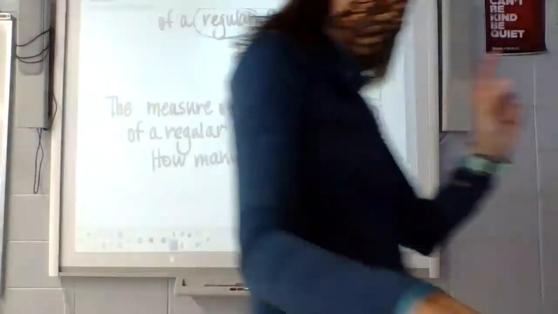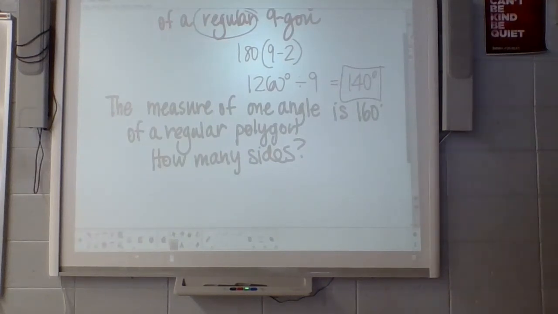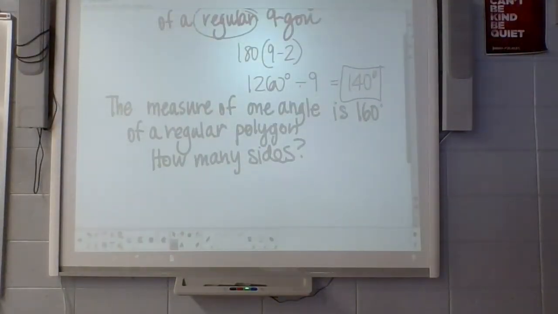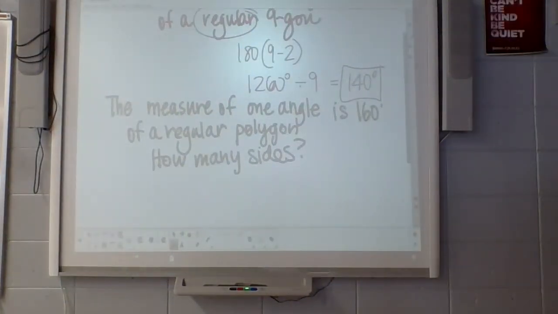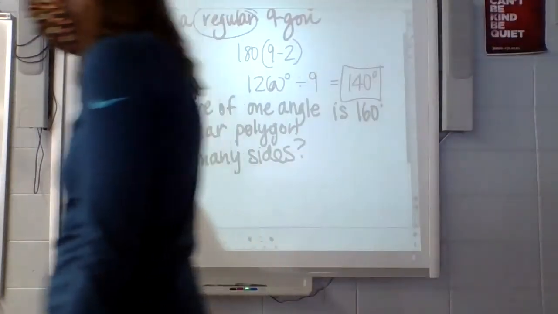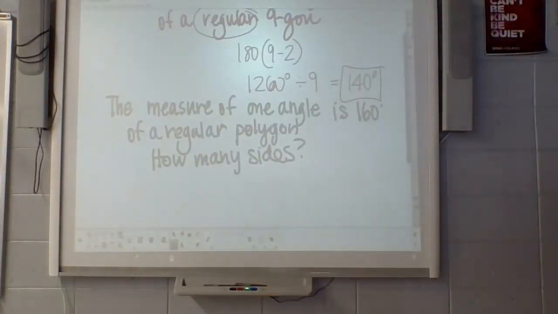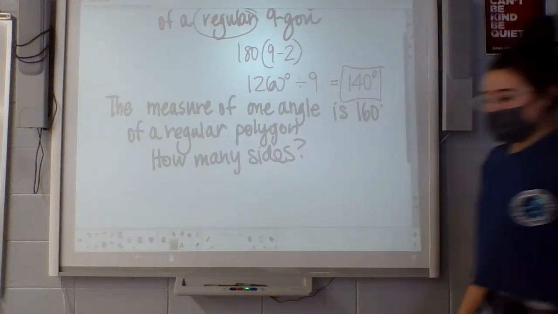If the one angle is 160, this is the one you have to set up a little equation for. We don't know the number of sides. We don't know the total. We just know one of them. Very good. And hopefully the number of sides works out to be a nice number, because it'd be weird if the number of sides was a decimal. So we're setting up that equation like we did in example 3.